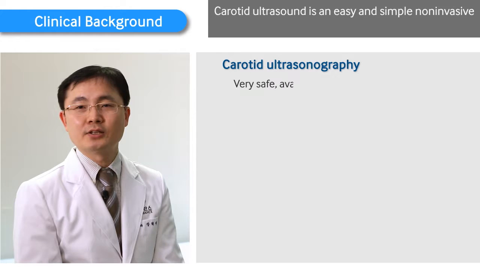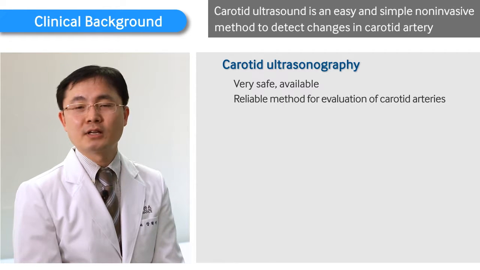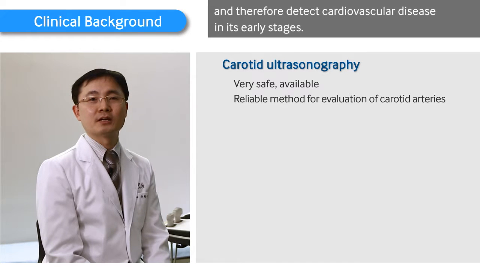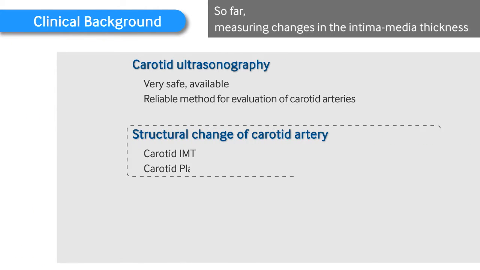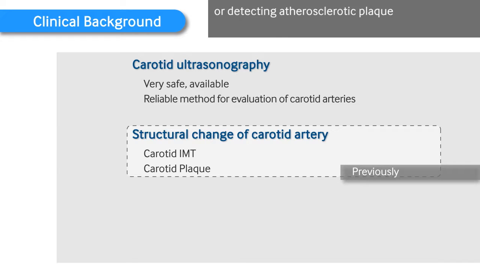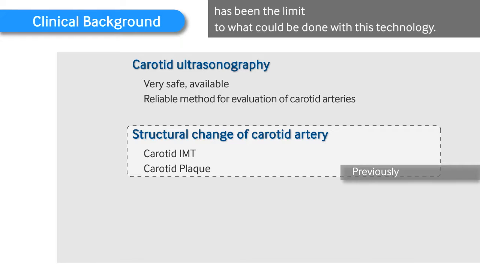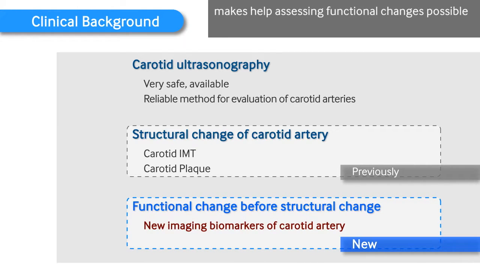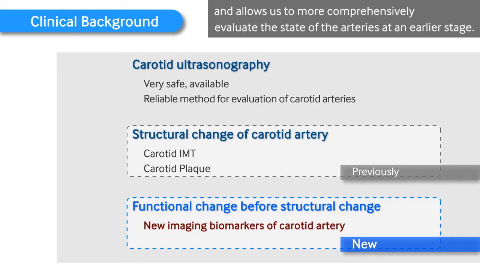Carotid ultrasound is an easy and simple, non-invasive method to detect changes in the carotid artery, and therefore detect cardiovascular disease in its early stages. So far, measuring changes in the intima media thickness or detecting atherosclerotic plaque, that is, morphologic change, has been the limit to what could be done with this technology. However, the most recently developed software makes assessing functional changes possible in the artery ahead of structural ones and allows us to more comprehensively evaluate the state of the arteries at an earlier stage.